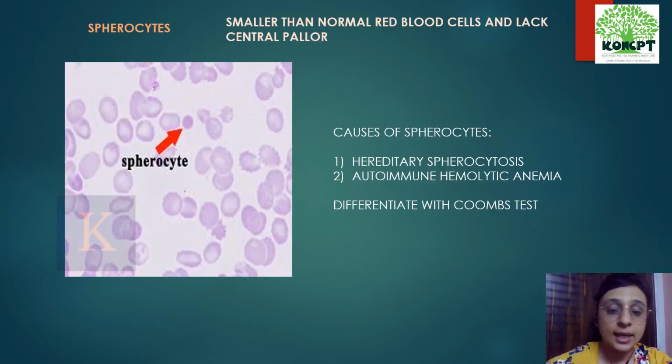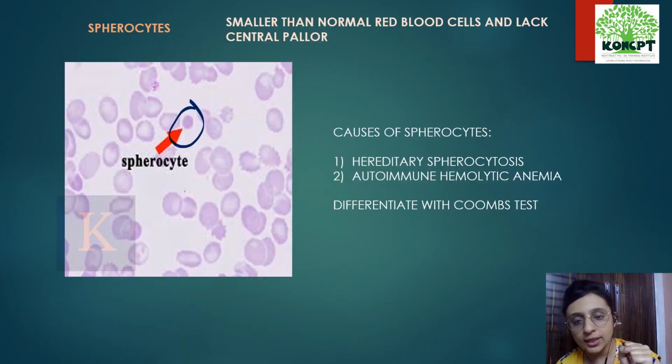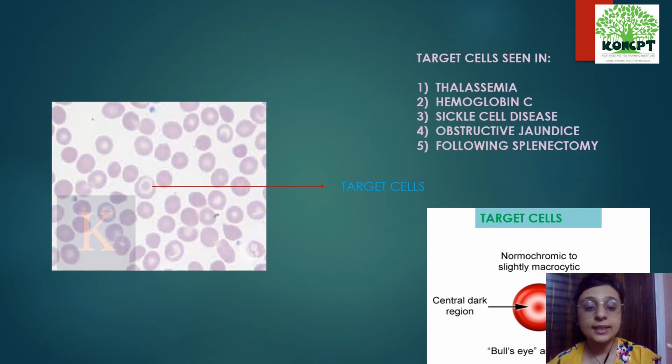Next, spherocytes. Can you appreciate these are much smaller in size, and also there is lack of central pallor. So two things, smaller as well as lack of central pallor, two important causes: hereditary spherocytosis and autoimmune hemolytic anemia. And how can you differentiate between the two? With the help of Coombs test, because Coombs test will be positive in autoimmune hemolytic anemia, whereas negative in hereditary spherocytosis, right?